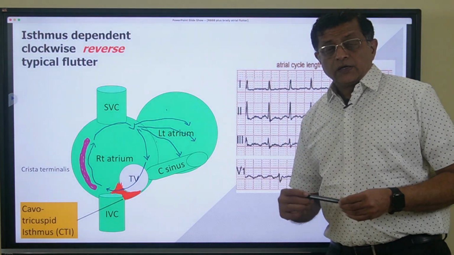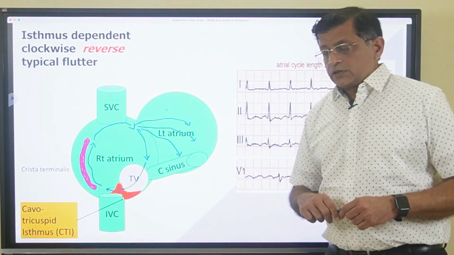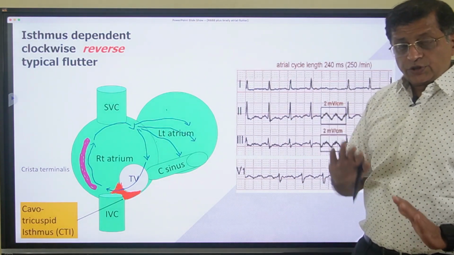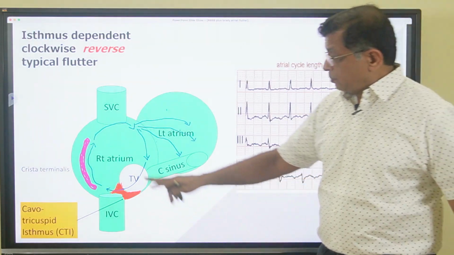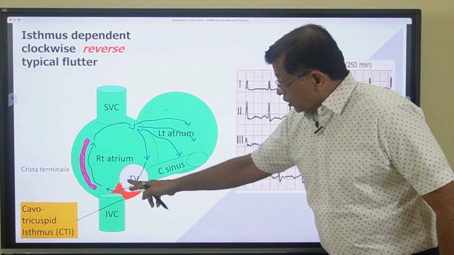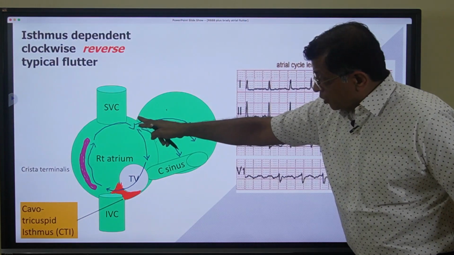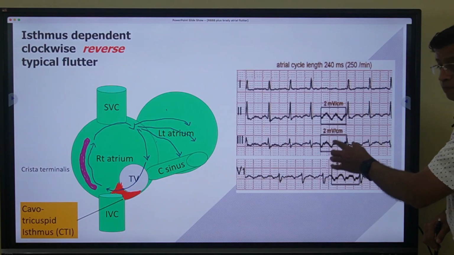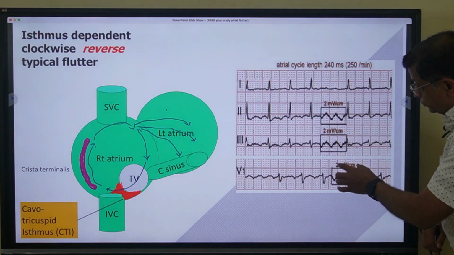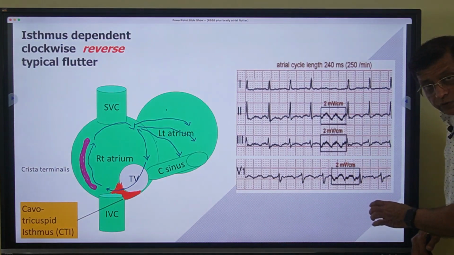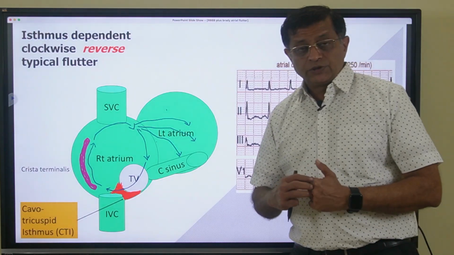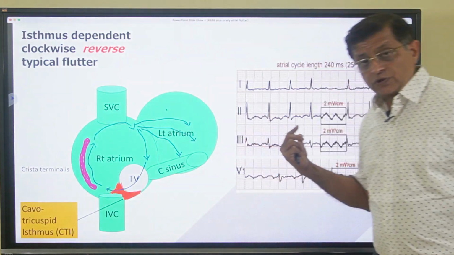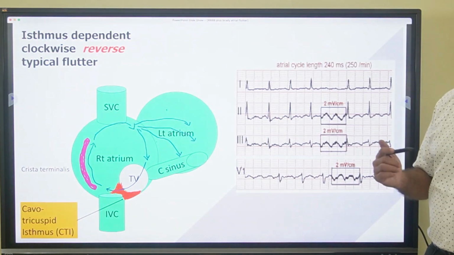Another type of typical flutter is the reverse flutter. In this, the current passes in the clockwise direction. Otherwise, it is typical flutter, CTI dependent flutter, but the current passes in the opposite direction. Now you see the left atrium is depolarized from above downwards. That is why in lead 2 you will have positive flutter waves, and in lead V1 you will have negative flutter waves. So all the other parameters of atrial flutter will be the same, except that this discordance will be opposite, that is positive flutter waves in leads 2 and 3 and negative flutter waves in lead V1.